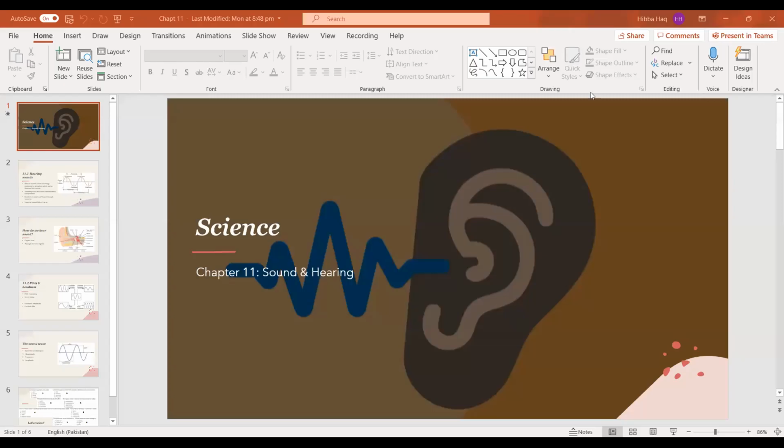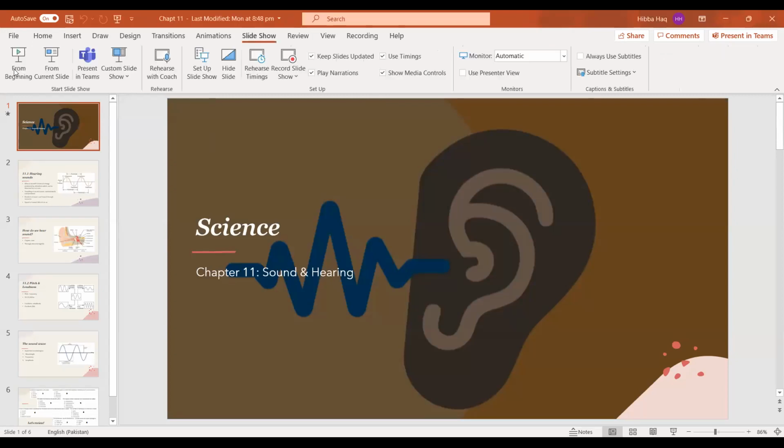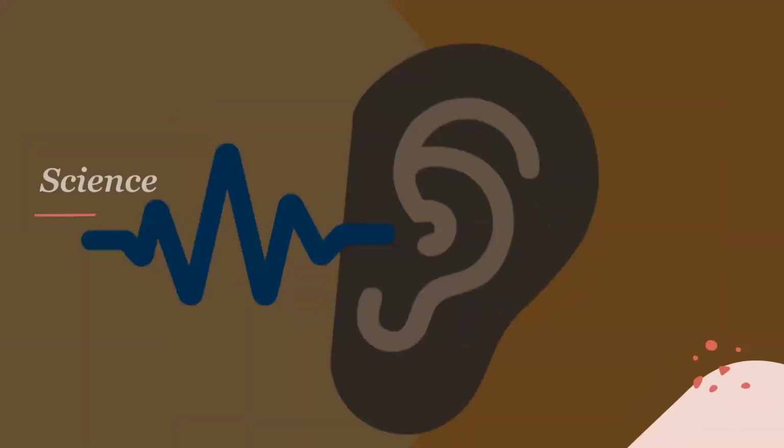Chapter, that is sound and hearing. That is chapter 11. So, what the main objectives of this chapter are going to be is you're going to be learning what sound is, how to describe different kinds of sounds. Then you're going to be learning different aspects of sounds, how sound is produced.